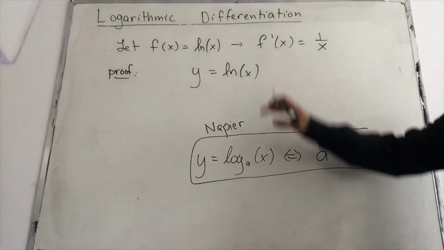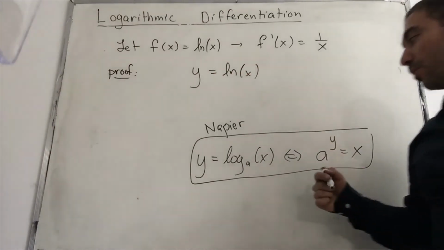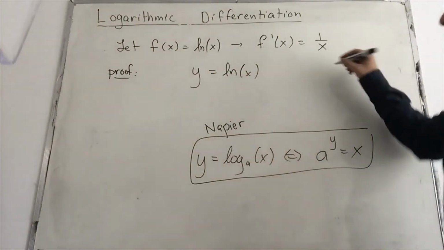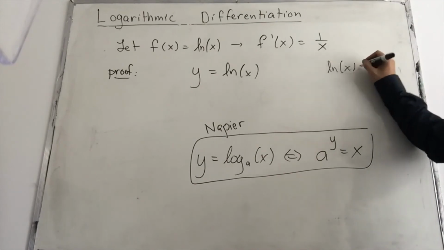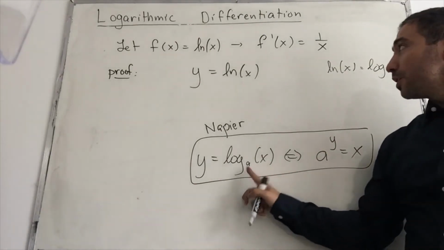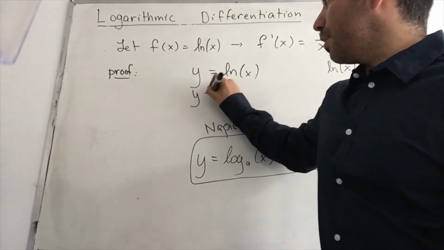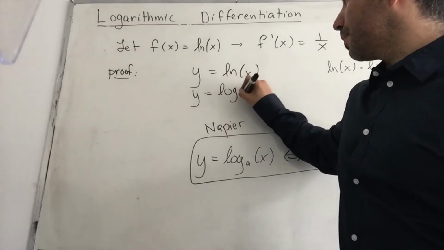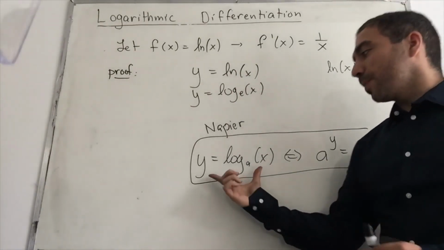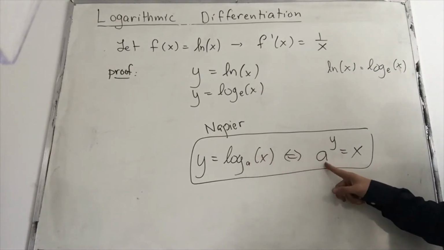So we have it right now in logarithmic form. We have y equals ln of x. Well, let's switch it. We know that ln of x is the same as log base e of x. That's the base. So if you want, we could rewrite this as y equals log base e of x. This is the form that we have here, except that instead of having an a, we have an e. So to convert it, the e comes here.